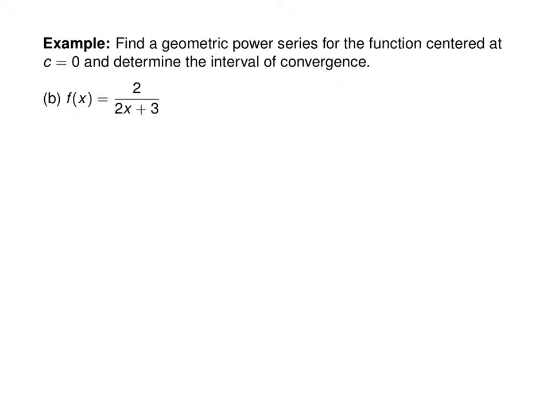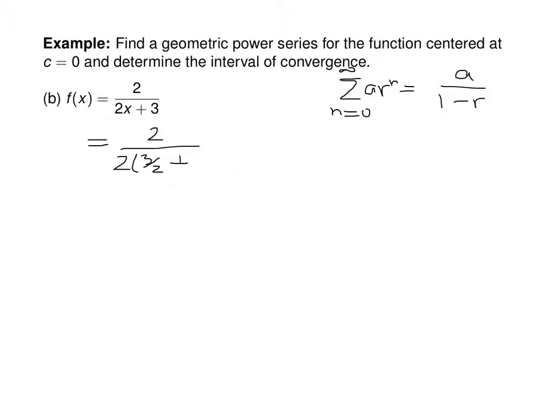I'm just going to start by writing that the sum from n equals 0 to infinity, a r to the n is a over 1 minus r. Okay, so first of all, let's factor out a 2 in the denominator. We'll have 2 over 2 times 3 over 2 plus x. And those 2's can actually cancel, giving us 1 over 3 halves plus x.